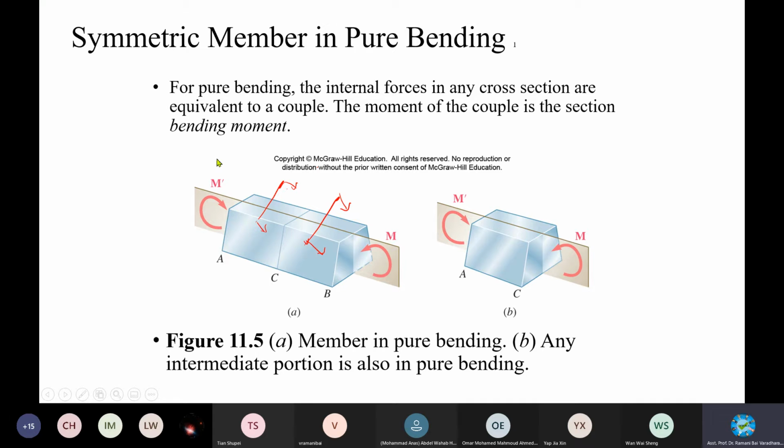And so you have a symmetric couple on both sides. Because they are symmetric, your moments acting on both sides will also be symmetric, or equivalent couples are acting. As long as the member is symmetric, you can still have a symmetric moment acted upon due to a superimposed load. Okay.